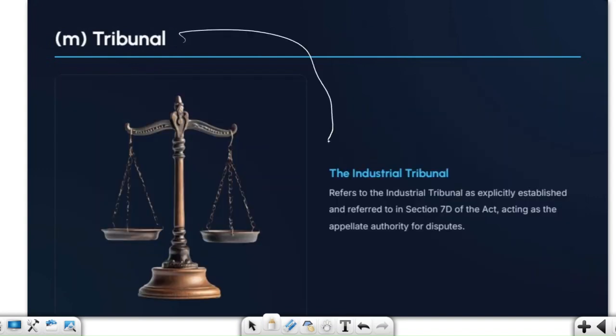Then comes tribunal. The industrial tribunal here is explicitly established and referred to in section 7D of the act. It acts as an appellate authority for disputes. So we can simply file the appeals here. Fine. So what is it? It is the industrial tribunal under section 7D.